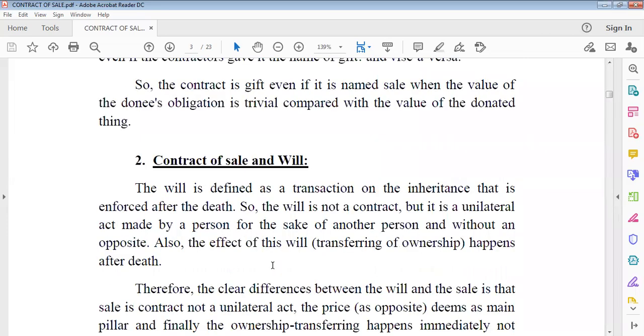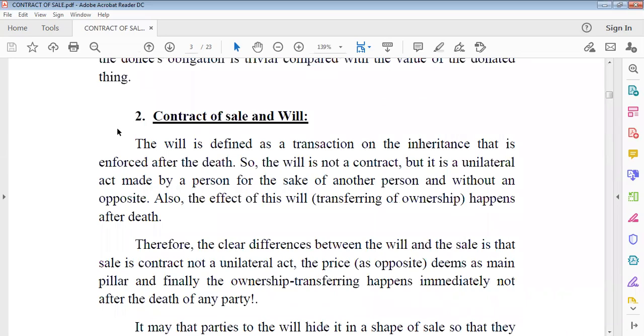Now let me move to another example, which is the contract of sale and the will. Well, it's not a contract actually. We mustn't call it a contract. It's a will. Simply, the will is a unilateral act. Unilateral act means something that is made by the will of one person. There are no wills of more than one person, because the contract happens when there are two wills at least.